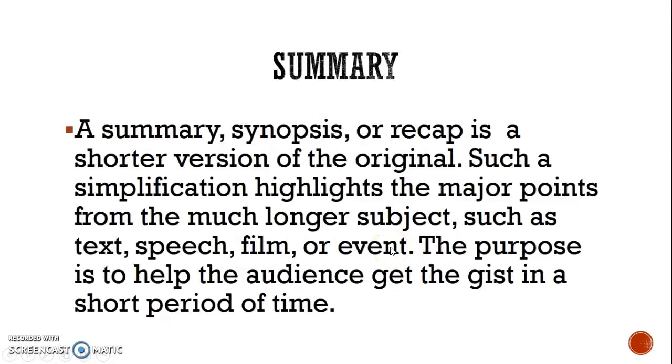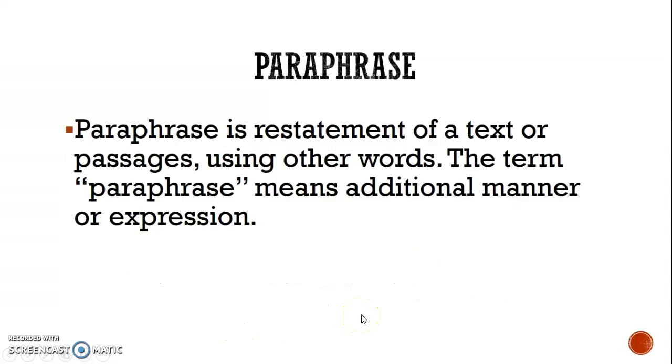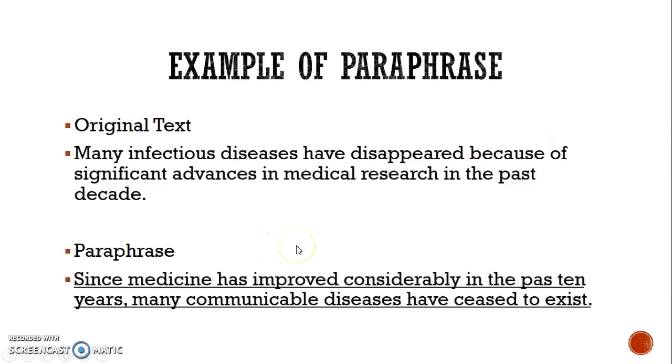Your summary. A summary, synopsis, or recap is a short version of the original, a simplification that highlights the major points from a much longer subject, such as a text, speech, or film. The purpose is to help the audience get the gist in a short period of time. Paraphrase. A paraphrase is a statement of a text or passage using other words. The term paraphrase means an additional manner of expression.